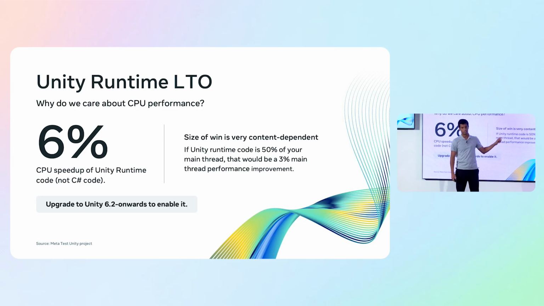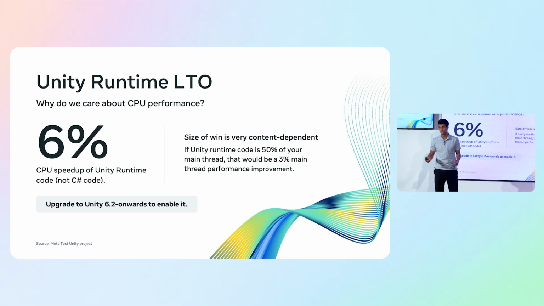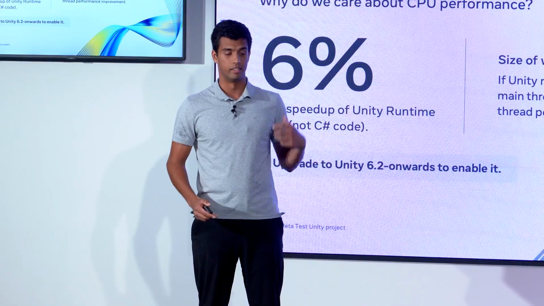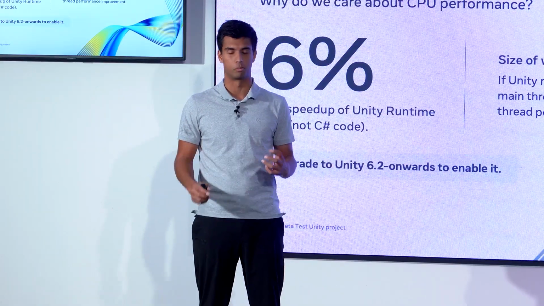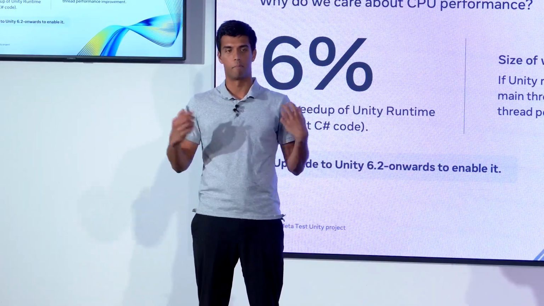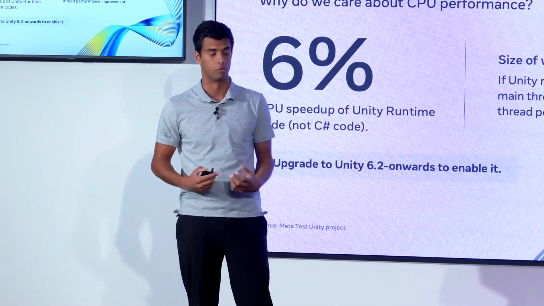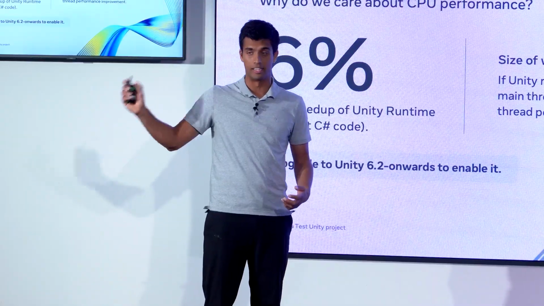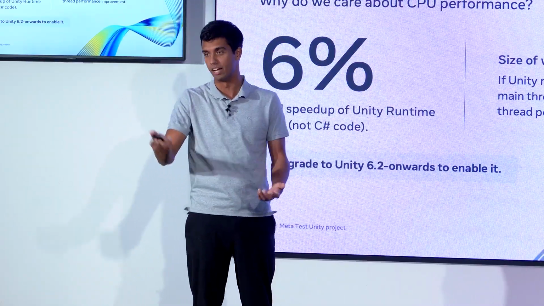So this feature, Unity Runtime LTO, has landed in Unity 6.2, because we gave Unity some PRs, and they were gracious enough to work with us to get it right. It delivers a 6% CPU speedup of Unity runtime code. This is a good time to mention that not all of the CPU cost in your Unity apps is Unity runtime code. There's usually a pretty even split between this runtime code, that back-end engine code that forms the bulk of what Unity does, and then the C# code, which is a lot of what you devs are writing.